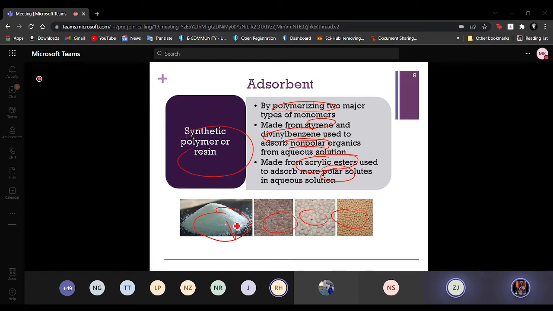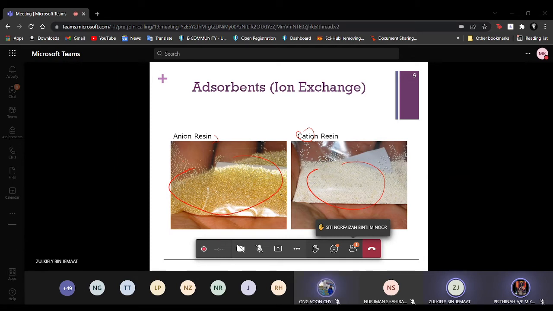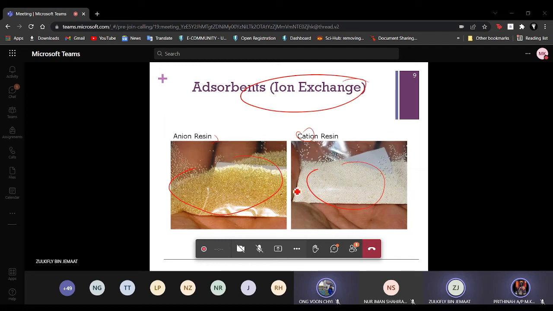Normally a resin like this is very much like a salt. So this is an anion resin. You can see the beads are very small. This is anion, this is cation. Anion resin adsorbs anions, cation resin adsorbs cations. So you know that for metal ions, you have cations and anions. We use these in ion exchange. So this is the classification of synthetic polymer or resin.